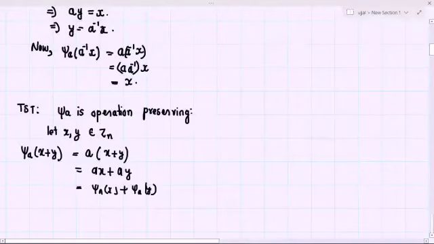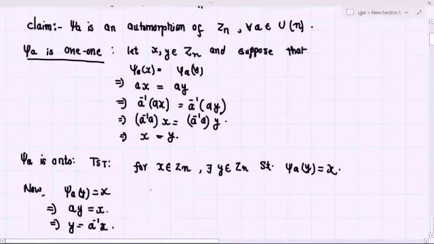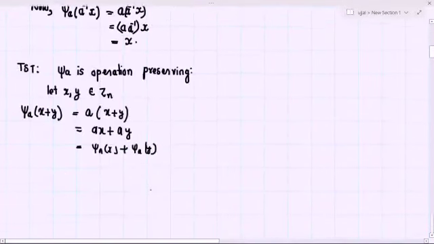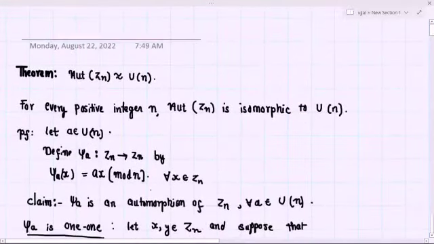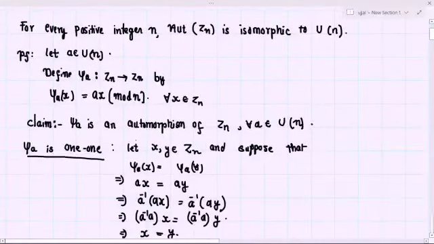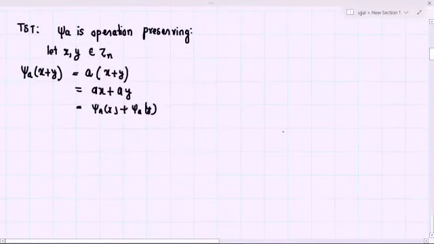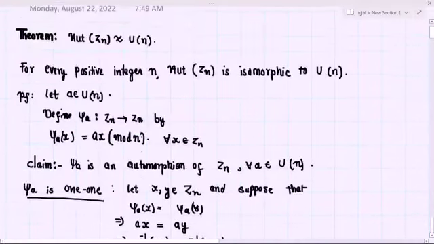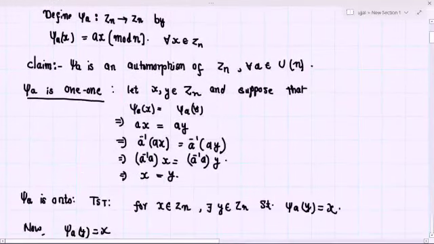So we proved that psi a is 1-1, it is onto, and it is operation preserving. What does it prove? It proves that psi a is an automorphism of Zn for all a in Un. So this verifies our claim. So whatever element a you take from Un, psi a is an automorphism of Zn.